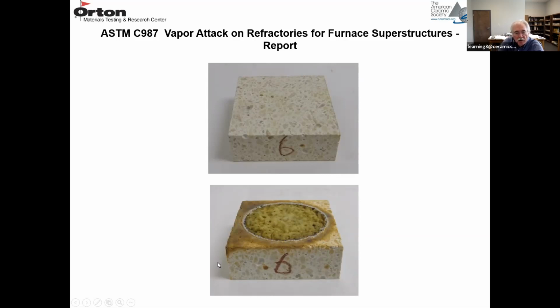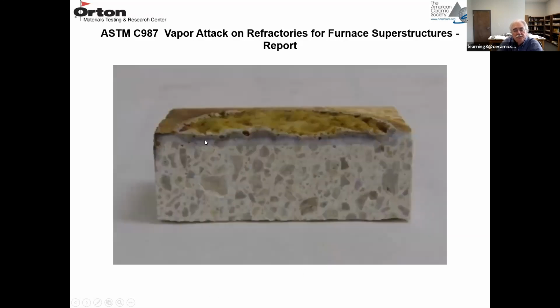You can measure a change in a sample dimension. If the vapor diffuses into the material and causes growth, you can measure the sample dimensions. You can measure the pickup by the weight gain. You can section the sample, measure the cut in the refractory, the amount of material that disappeared. You can measure the penetration of the vapor, and you can also do a cross-section and do an SEM study and understand what exactly is going on.